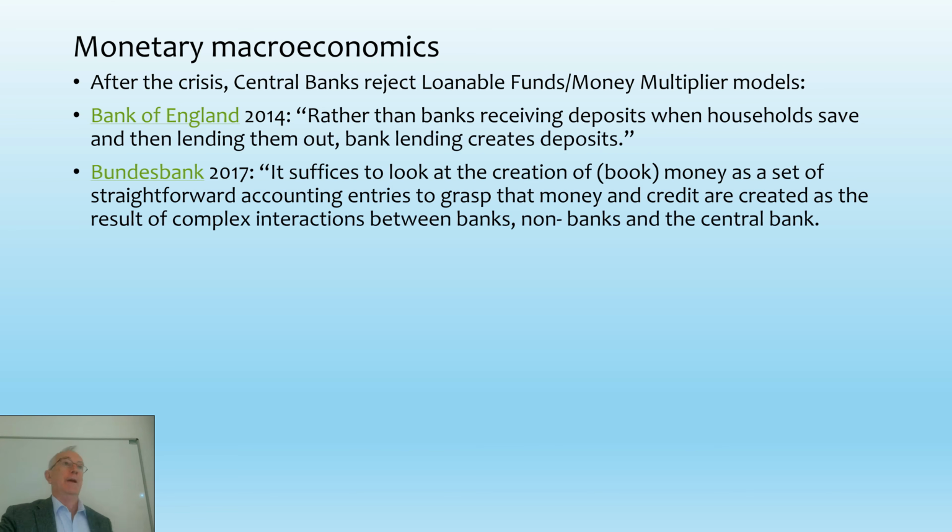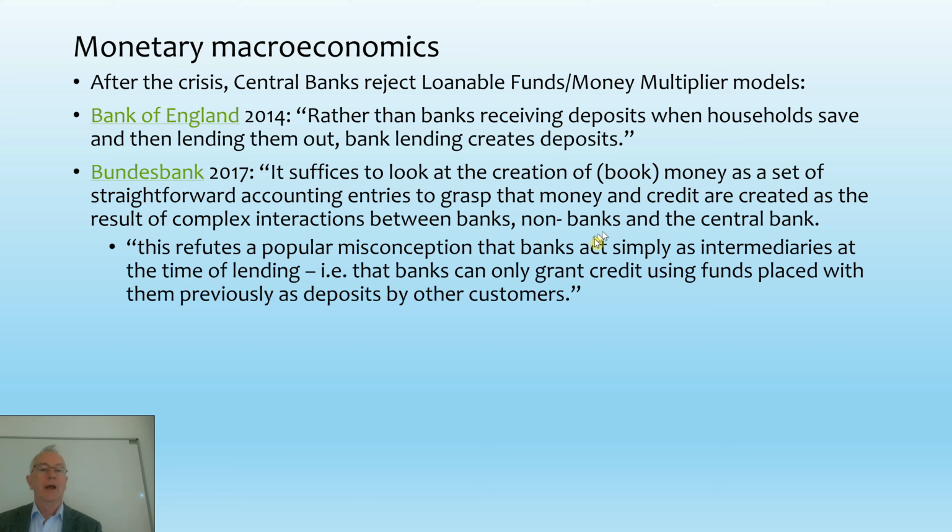So even the Bundesbank, I'm really quite surprised by this, came out the same way, saying what they call book money, which is bank-created money, is accounting entries. Money and credit are created as a result of complex interactions between banks, non-banks, and the central bank. And it says banks are not intermediaries. Okay?